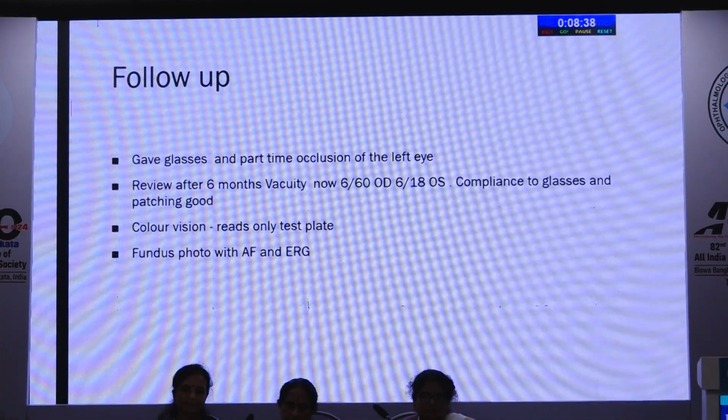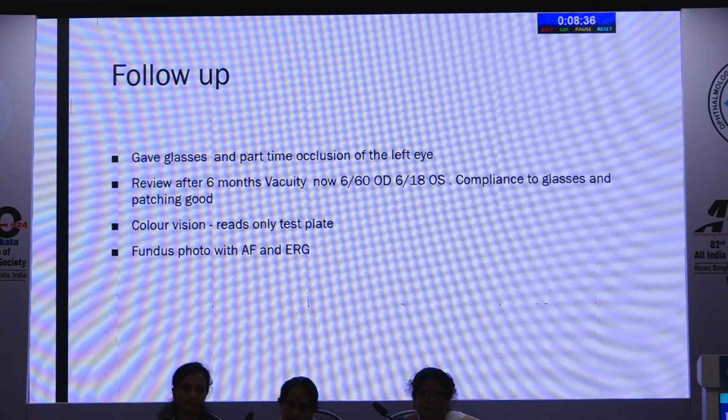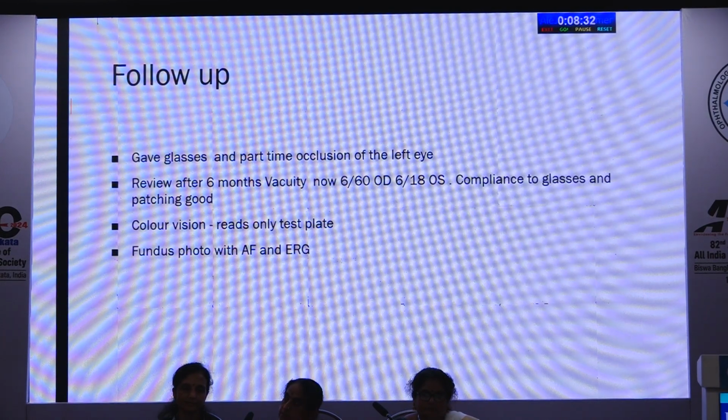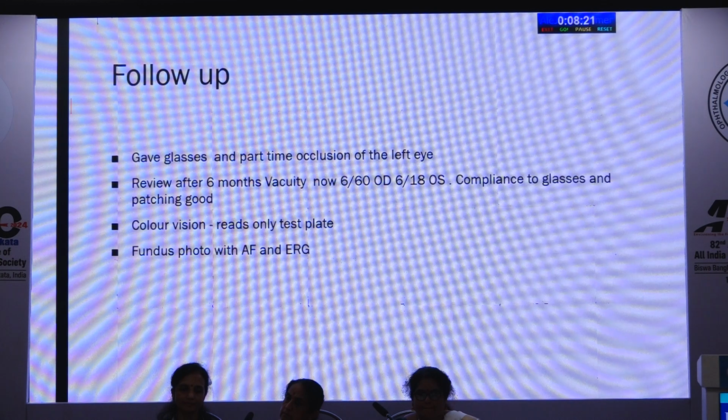We gave glasses, part-time occlusion of the left eye, but what I don't like is that he's still 6/18 in the left eye, where I can explain 6/60 in the right eye with that exotropia. But 6/18 OS, a child who has been wearing glasses, no major issues, compliance to glasses and patching good. So this time we check color vision, which we check every time. And now he reads only a test plate.